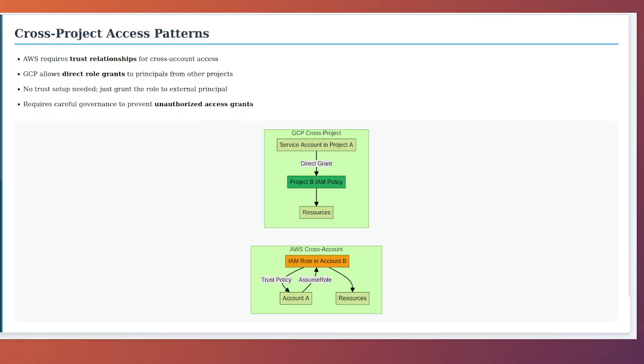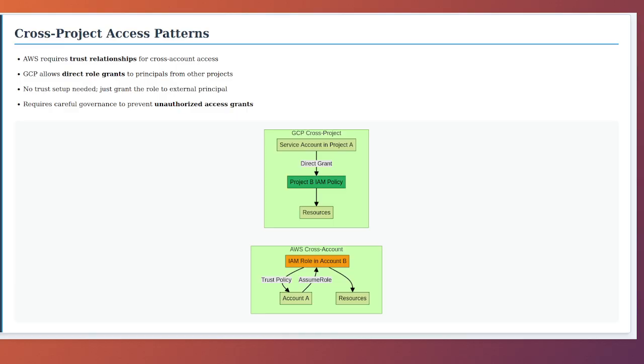Cross-project access patterns. In AWS, cross-account access requires setting up trust relationships between accounts. You create an IAM role in the target account with a trust policy that allows principals from the source account to assume it. The source account identity then calls assume role to get temporary credentials for the target account. This explicit trust relationship is required for any cross-account access.